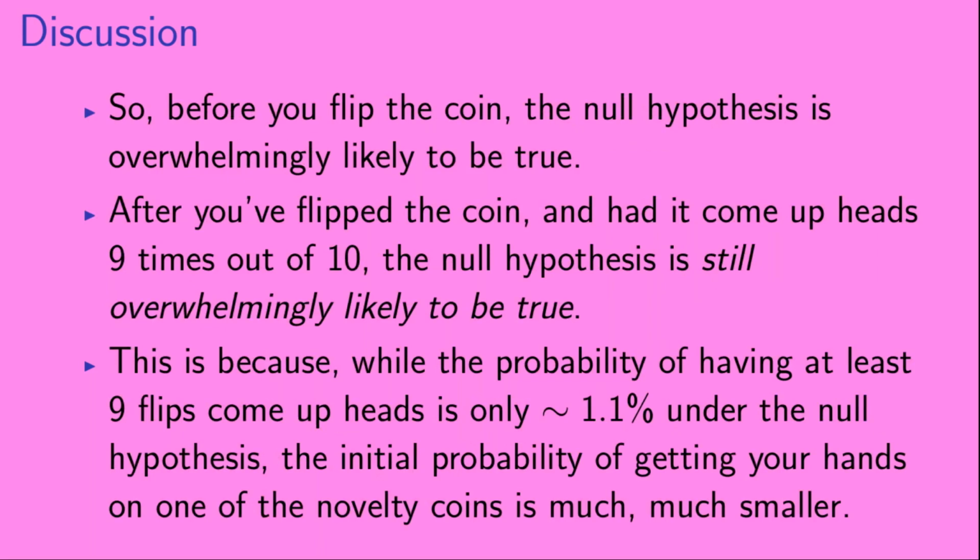So before you flip the coin, the null hypothesis is overwhelmingly likely to be true. After you've flipped the coin and had it come up heads 9 times out of 10, the null hypothesis is still overwhelmingly likely to be true. This is because while the probability of having at least 9 flips come up heads is only 1.1% under the null hypothesis, the initial probability of getting your hands on one of the novelty coins is much, much smaller.